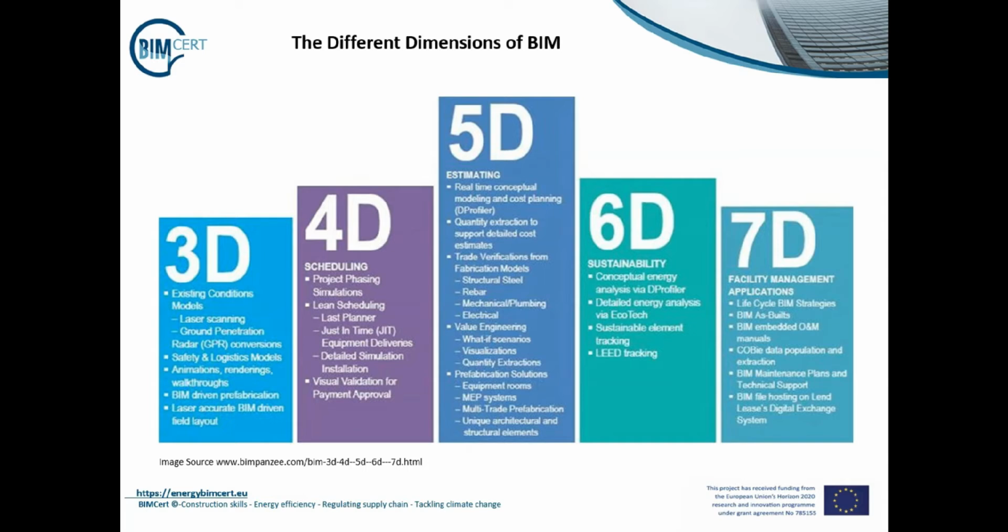Every time a specific type of information is specified into the model, a different dimension is set, and for this reason, various dimensions have been generated. If we look at the image here, we can see that 3D represents existing conditions models, 4D represents scheduling, 5D represents estimating, 6D sustainability, and 7D facility management applications.